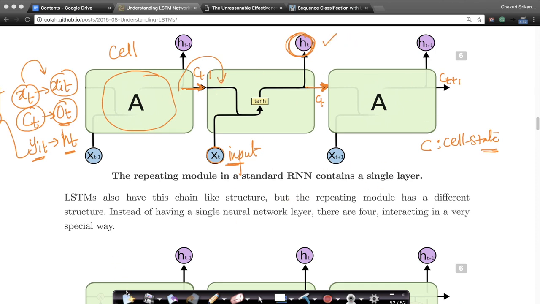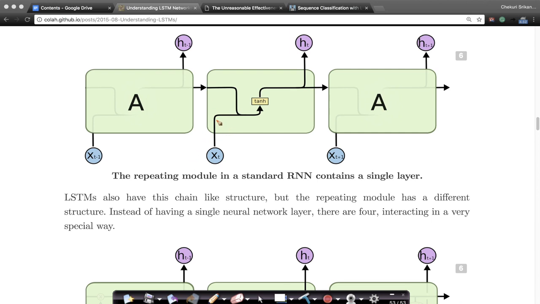So with this notation, we'll continue. There are a couple of things that I should tell you. Whenever two arrows join in these diagrams, it means that you're concatenating. So look at this. What all weights do we have here? We have our W here, we have our W dash here, and we have our W double dash here. You have three weights here. Now look at this.